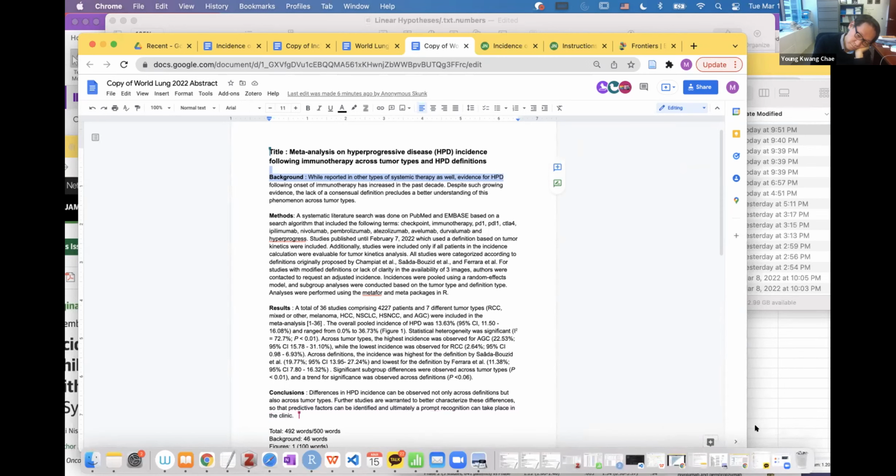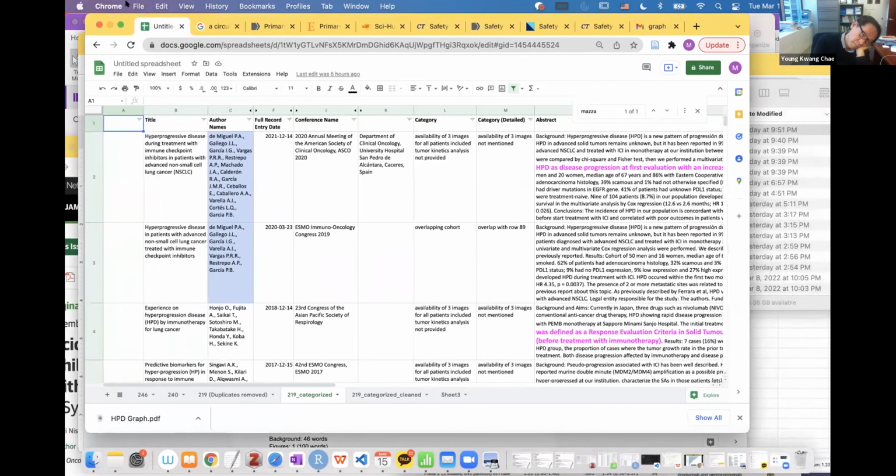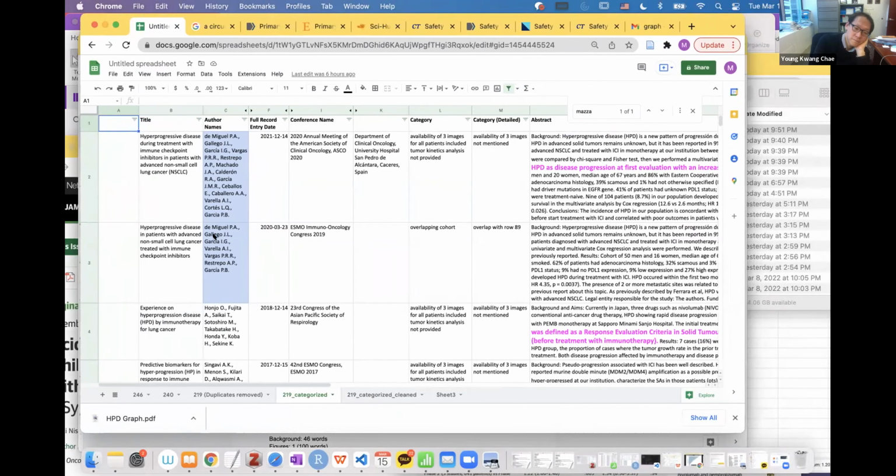So what happened afterwards was I went back to our screening process. Before, we disregarded all conference abstracts, but I ended up going through all 240 to gather more data. So we added 1 more study with renal cell carcinoma and 1 more study with melanoma.